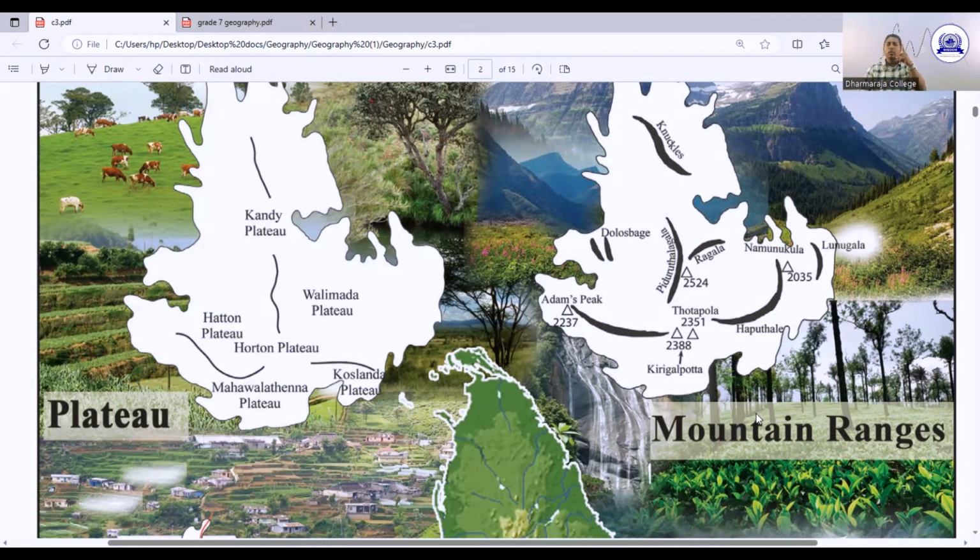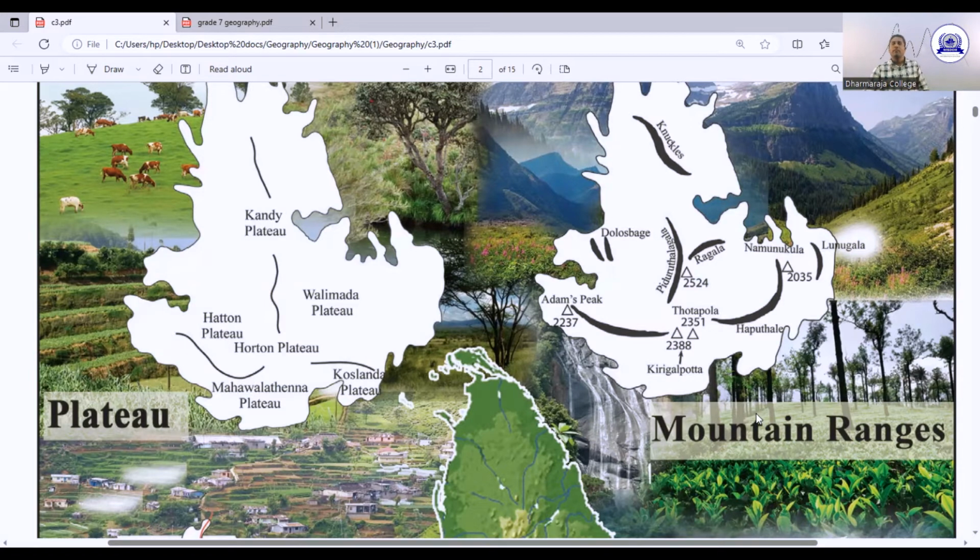First one, Piduruthalagala. The height is 2,524 meters. What are the mountain ranges? Piduruthalagala. Okay, Pute. Then Totapola, Adams Peak, that means Sripada Mountain, Kirigalpotta, Haputale, Lunugala, Namunukala, Knuckles, and Dolosbage.